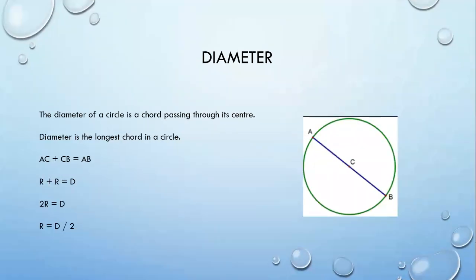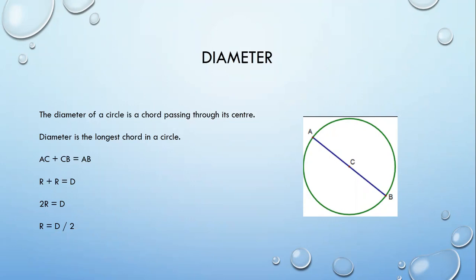The next one is diameter. This radius and diameter are the two topics which you are studying from childhood. So the diameter of a circle is the chord passing through its center. So diameter is also a chord, but it is the longest chord because it passes from the center. If you will draw as many chords, but it will be smaller than the diameter. Diameter will always pass from the center.